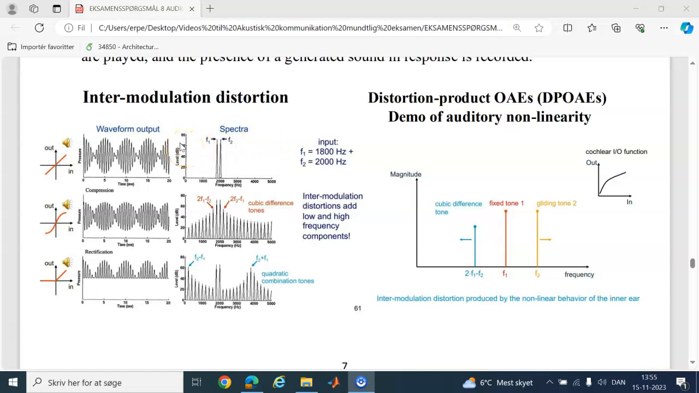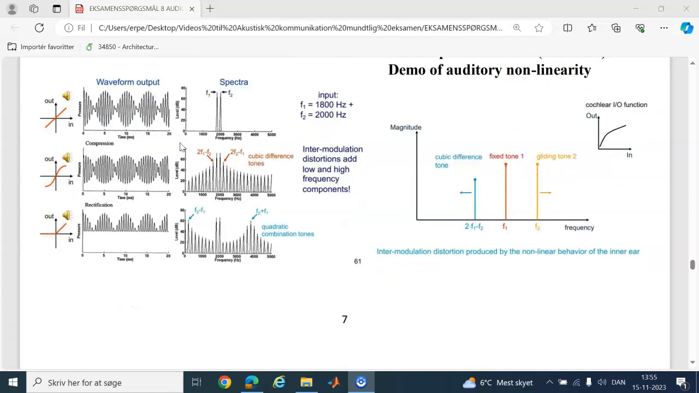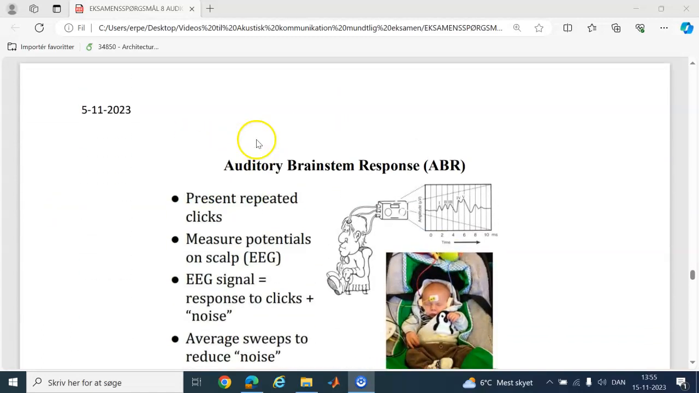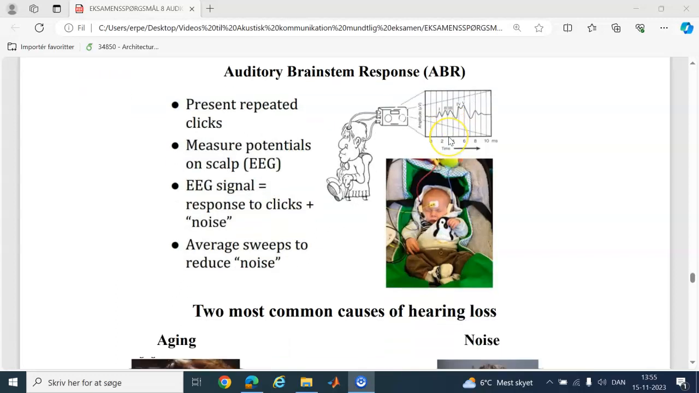Compression, rectification. Auditory brainstem response: present repeated clicks.